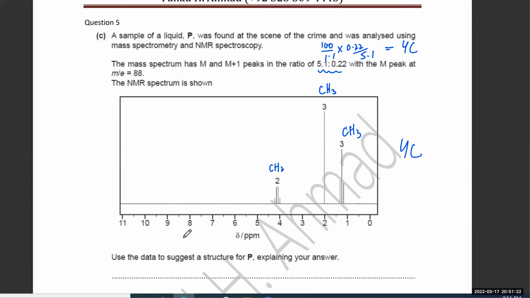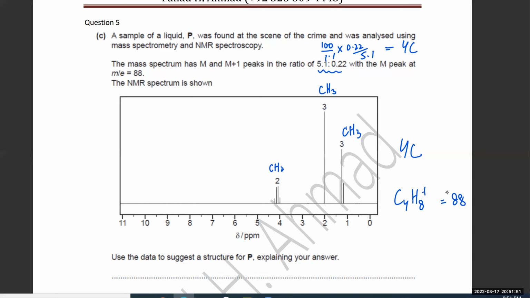Now, based on this, I know that it's got 2 hydrogens, 3 hydrogens, and 3. So that would be C4. How many hydrogens? That's 8, right? And the total should be equal to 88, right? So what is missing here? C4 is 12 into 4, that's 48, plus 8, that's 56. So what's missing? 32 is missing, guys.